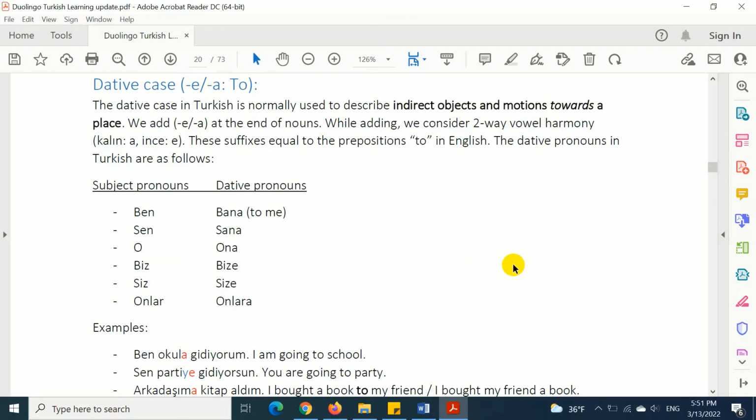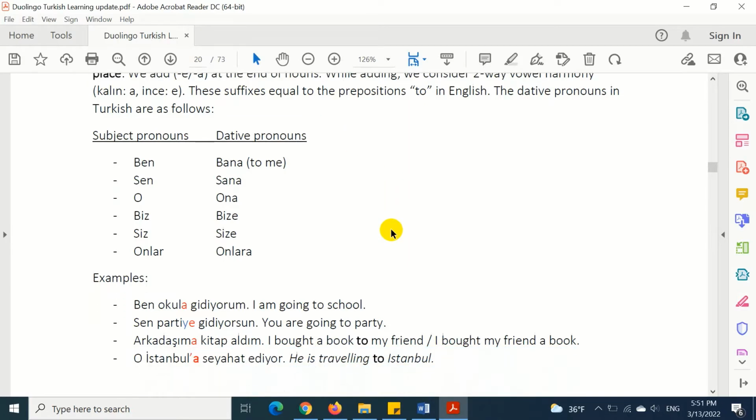And at that case we use dative case, and we add these suffixes considering the two-way vowel harmony. See, for example, here: Ben okula gidiyorum. You already know okul means school. I am going to school. Here school is also a noun and it's a destination.